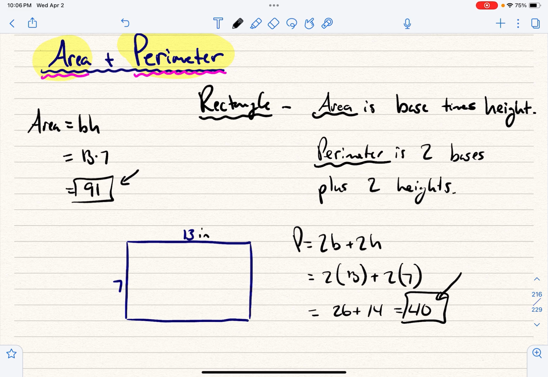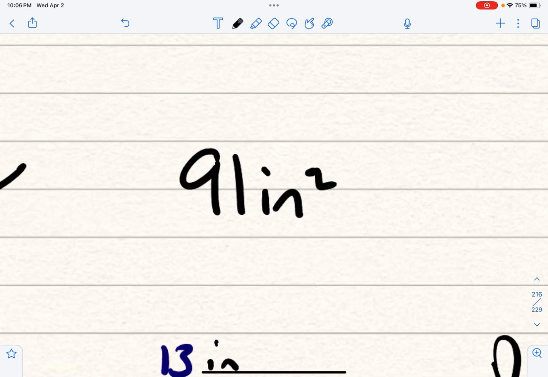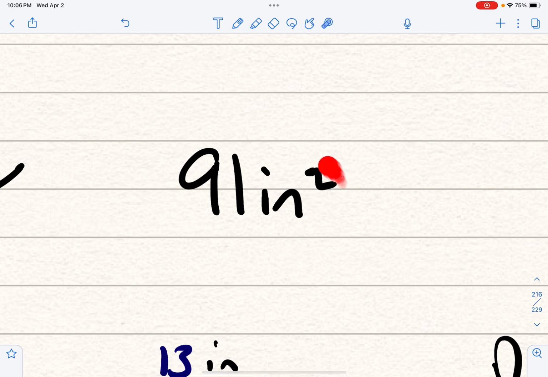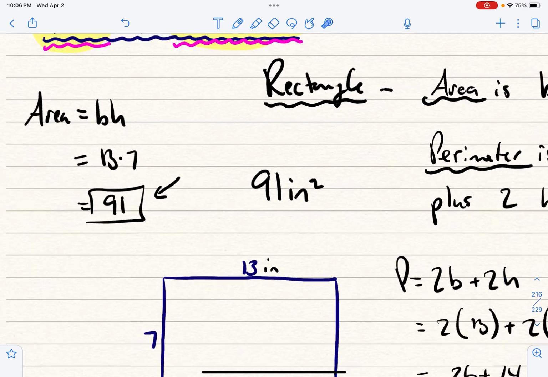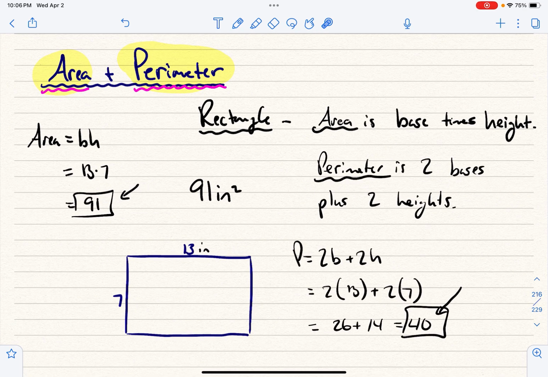And if you ever see it written where, let's say this one I had put inches and it says 91 inches squared, you might see this little exponent right there. Okay, this does not mean to square this. This is referring to this unit. To say inches squared is the same thing as saying square inches. It's literally the same thing. So inches squared, square inches, same thing. All right, so there you go. Area and perimeter of a rectangle are easy. I'm guessing you already knew how to do those.